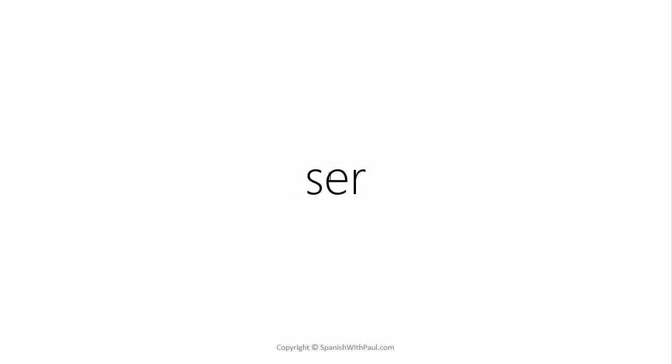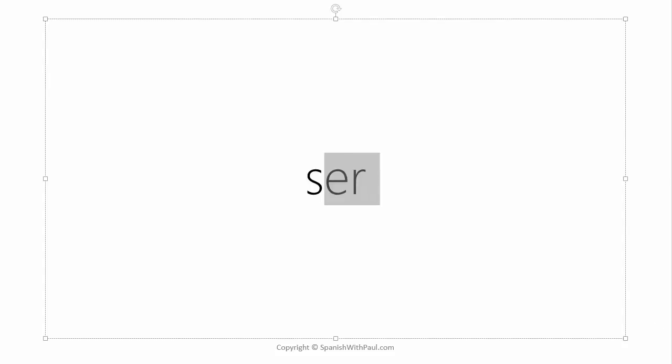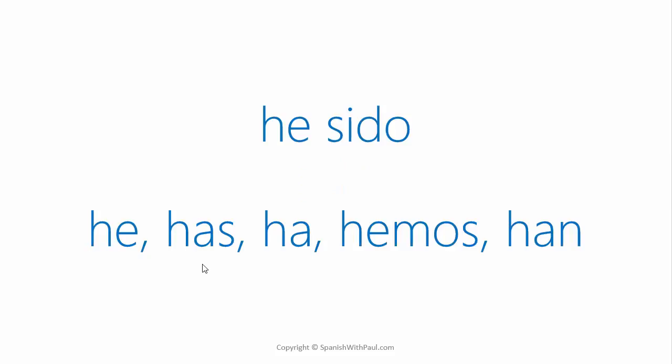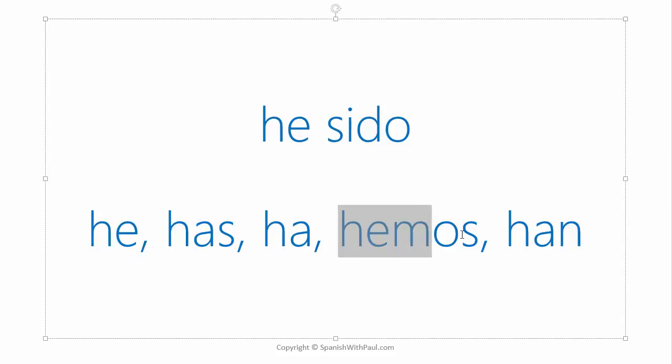Now, ser is an ER verb, and as we were talking about before, for once it behaves in a regular way when we go to the have past because it takes this ido sound. So been on the ser side is sido. So we have he sido or has sido, ha sido, hemos sido, and han sido. All works in exactly the same way. It's just that now we're on the ser side.